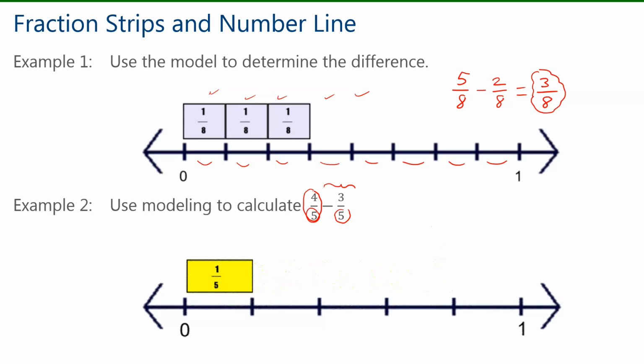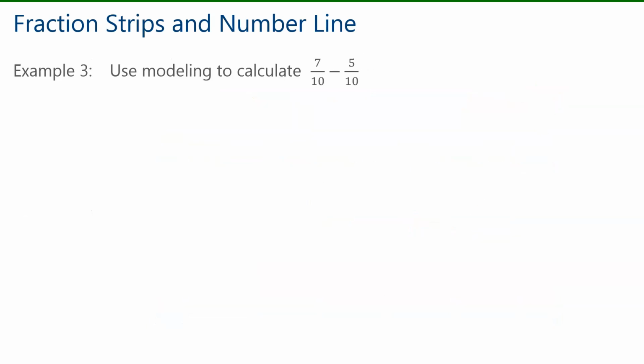And what are we left with? We are left with 1 1/5 fraction strip. Therefore, 4/5 minus 3/5 equals 1/5. Simplest form. Let's look at another example.